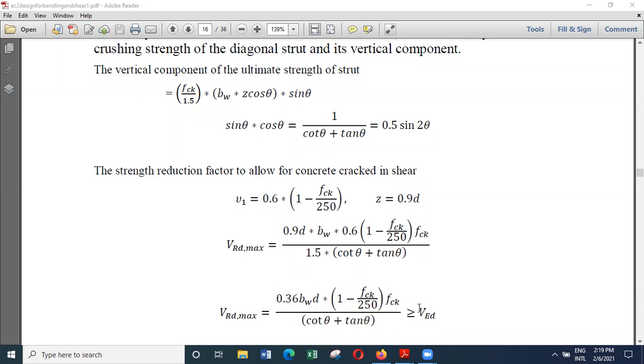And if the actual shear applied, VEd, is greater than this, then you have to use a larger section. You have to basically increase the breadth or depth of the section. And generally what we do is we increase the breadth of the section, not the depth of the section.